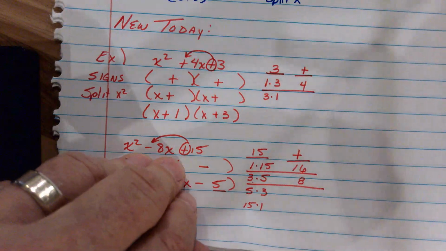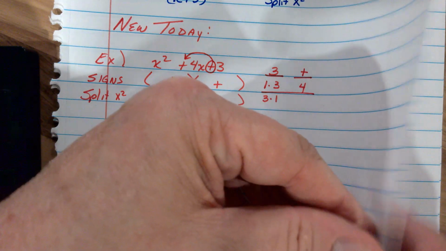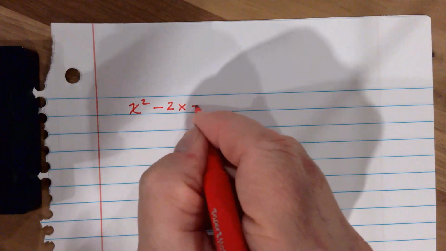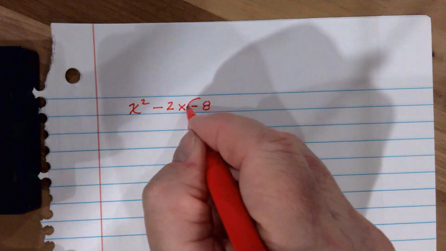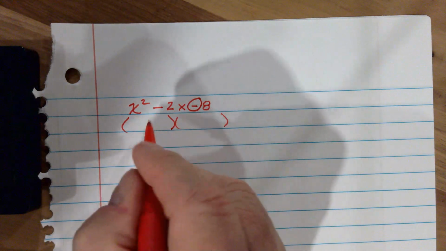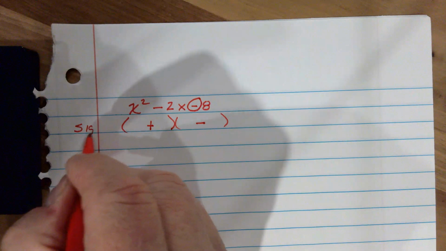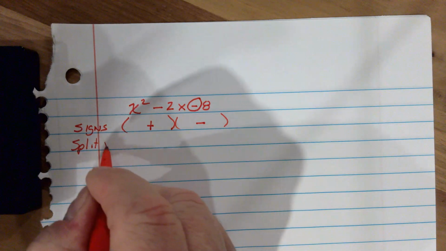All right, so let's look at the next example. X squared minus 2x minus 8. Same thing. I'm going to play red light, green light. This is a red light. So I am going to have one of each sign. And I'm always going to put the plus in front and the minus in the back. So again, I'm dealing with signs. I'm going to split x squared.